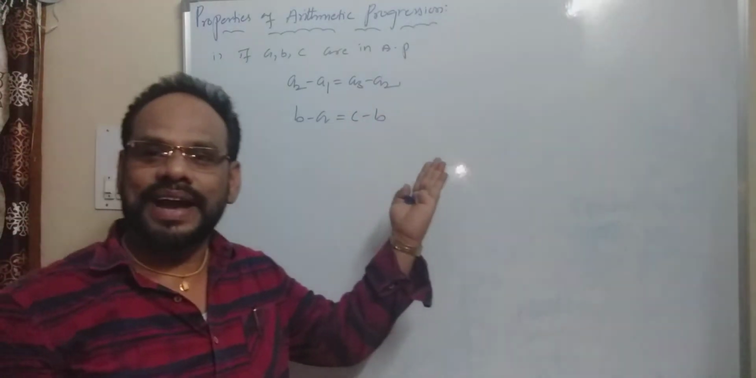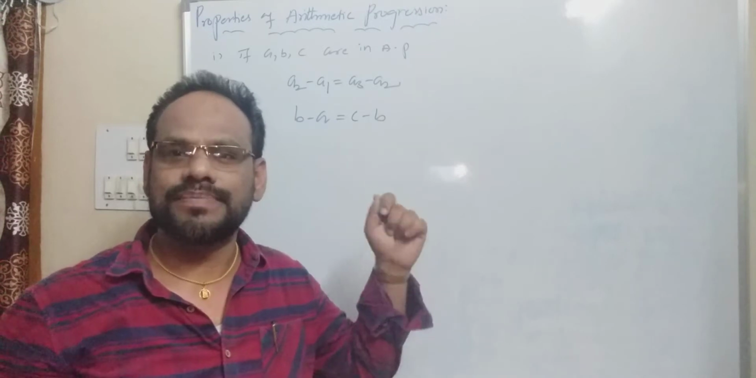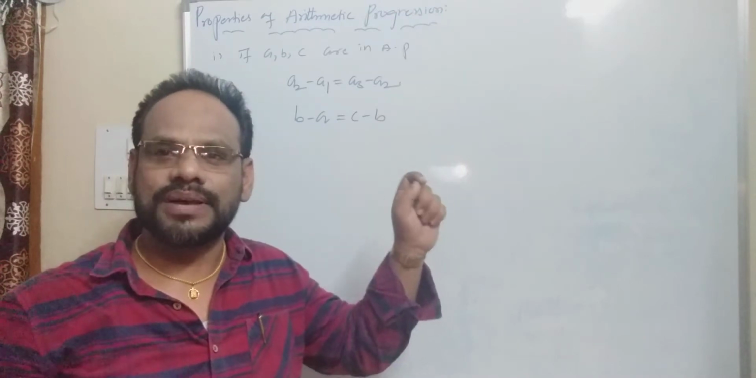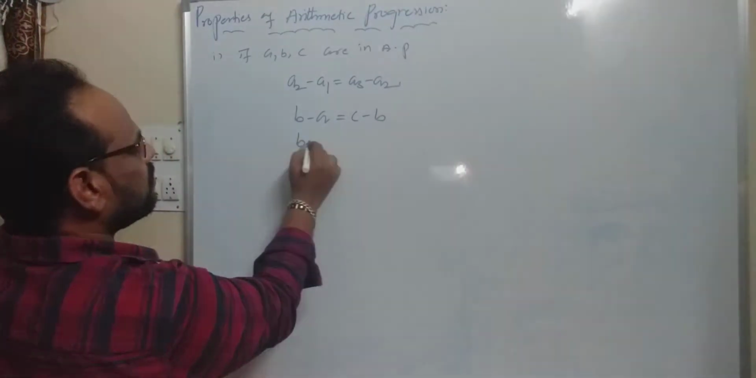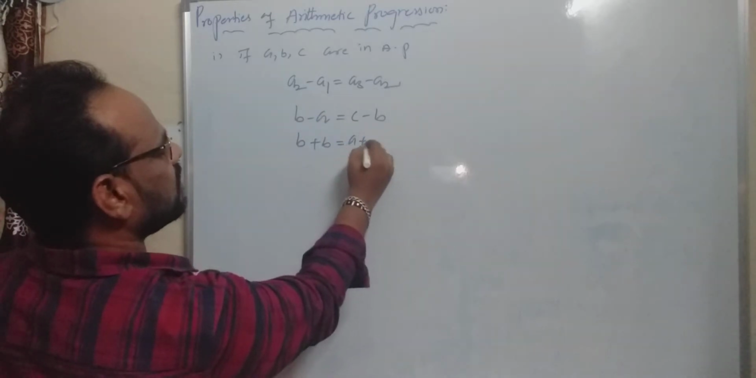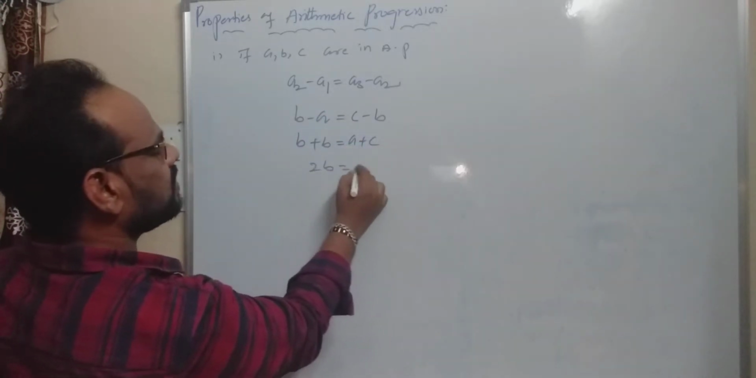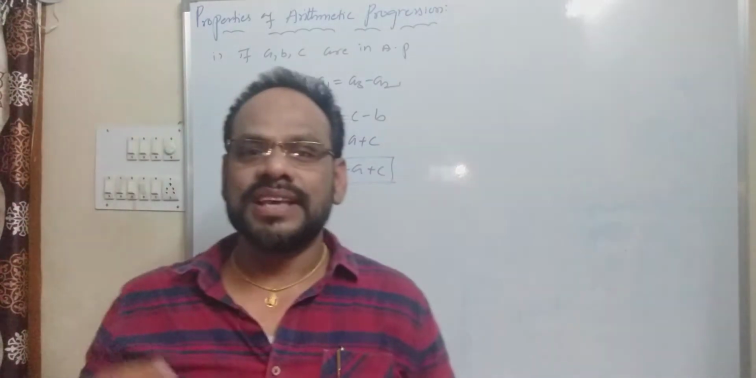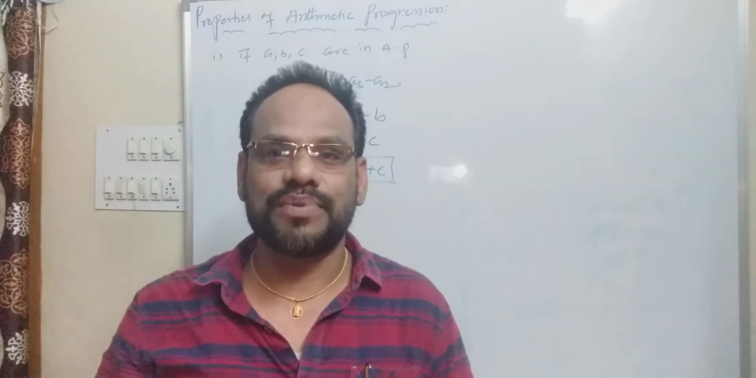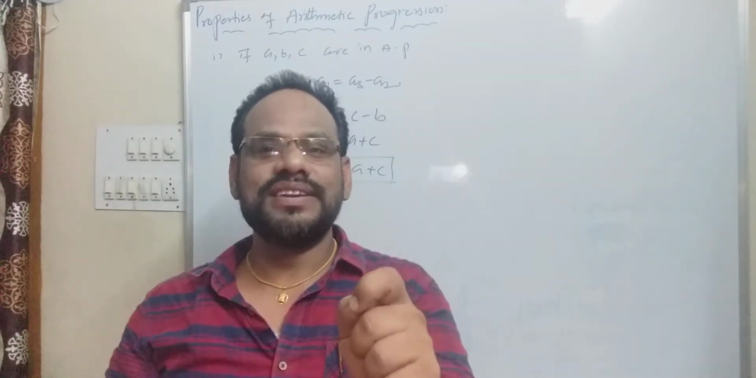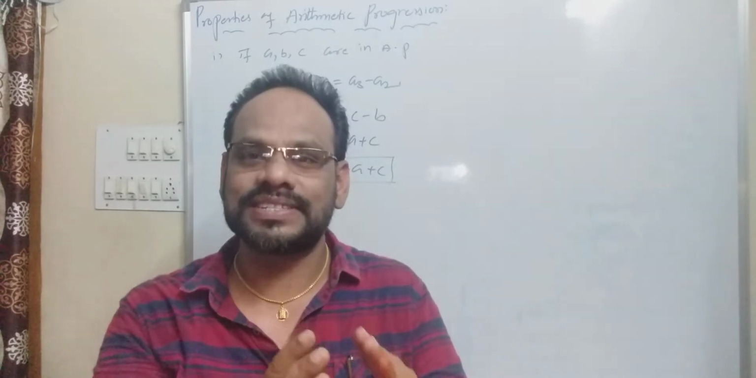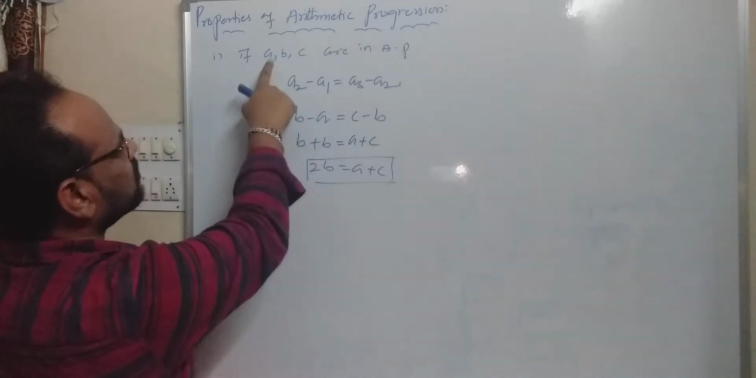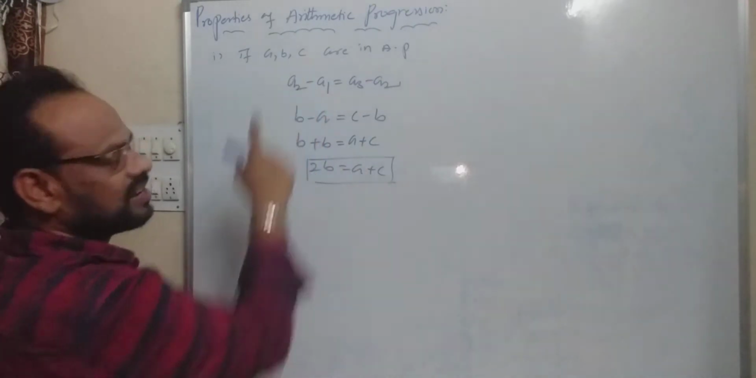If you transpose minus B from RHS to LHS, it will become plus quantity. And if you transpose minus A from LHS to RHS, it will become plus A. So, B plus B is equals to A plus C. B plus B, 2B is equals to A plus C. That means if three terms are involved in arithmetic progression, then 2 times its middle term is equals to the sum of the first and last terms.